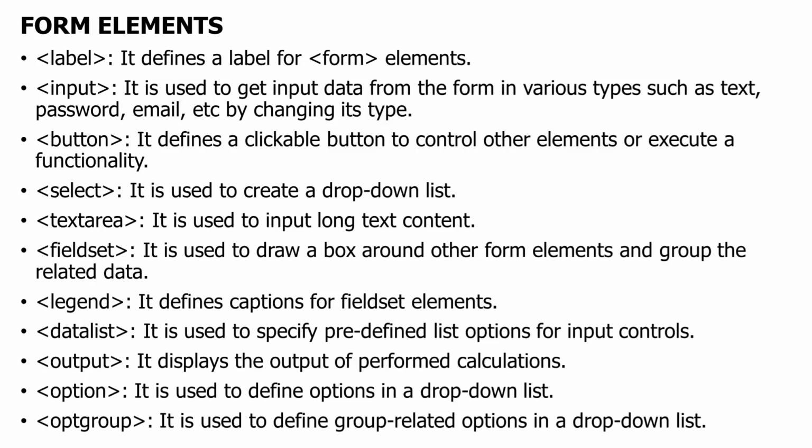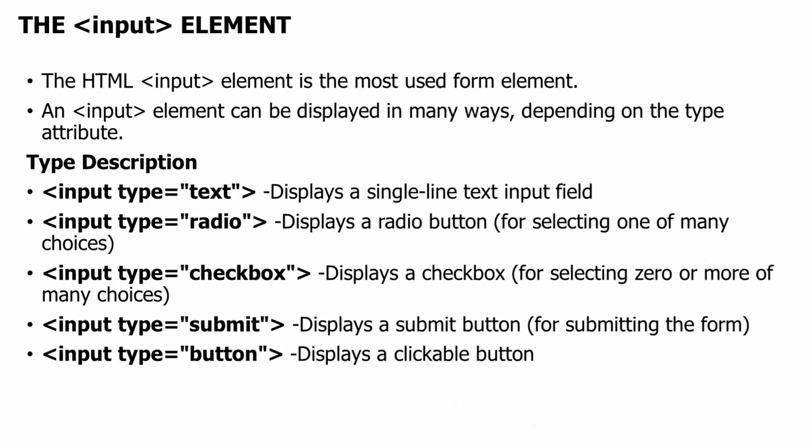Fieldset is used to draw a box around other form elements and group the related data. Legend defines captions for fieldset elements. Datalist is used to specify predefined list options for input controls. Output displays the output of a performed calculation. Option is used to define an option in a drop-down list. Optgroup is used to define group-related options in a drop-down list.